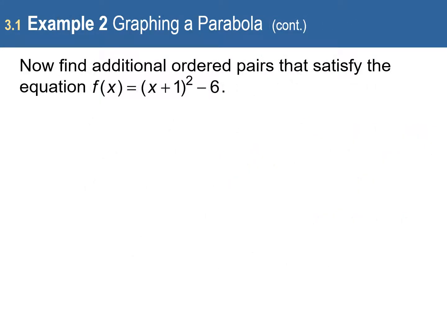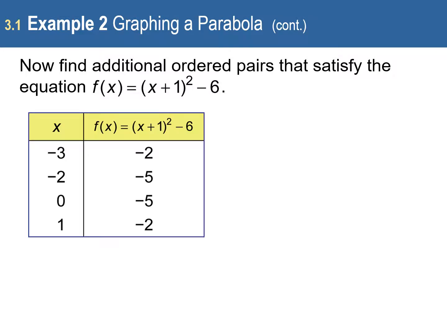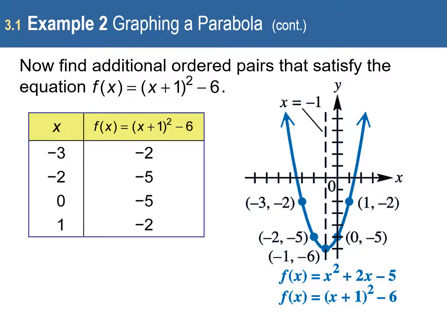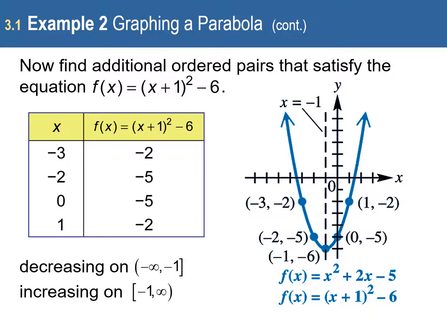Now, let's find additional ordered pairs so that we can give it a nice graph. If I pick the points negative 3, I get negative 2. Negative 2 is negative 5, 0 is negative 5, and 1 is negative 2. And if I graph my points and make a smooth curve, I see that the function is decreasing from negative infinity to negative 1, and it's increasing from negative 1 to infinity.